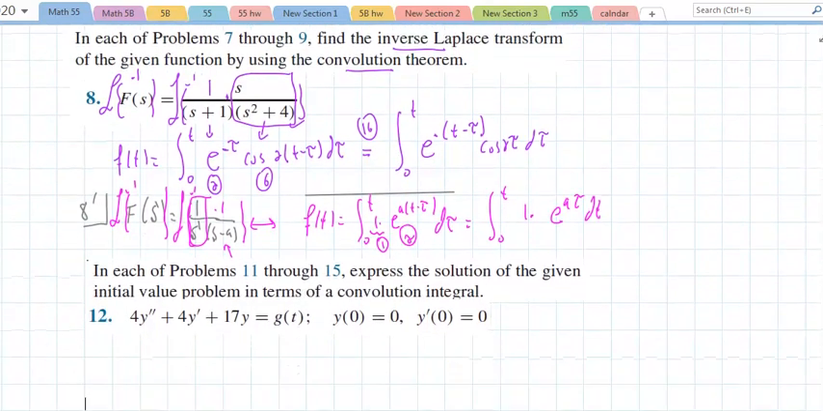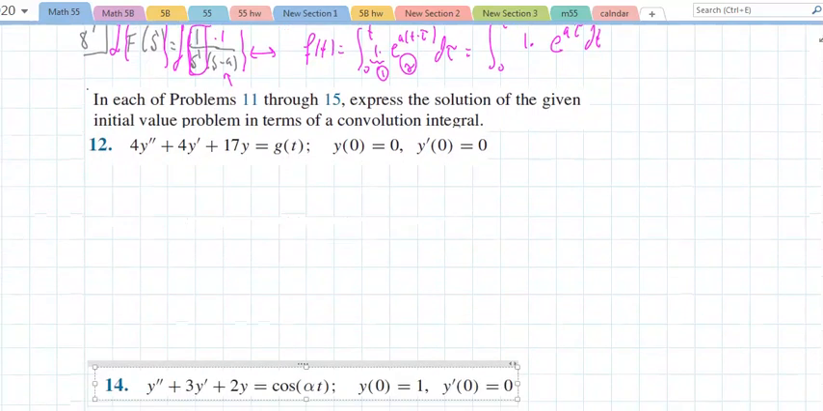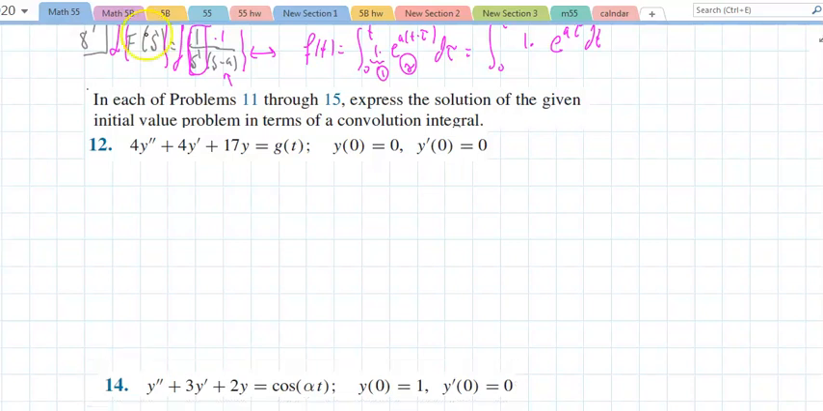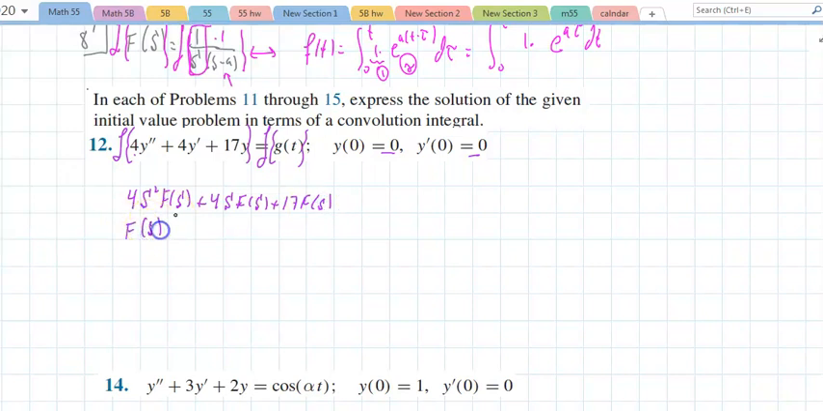So if I move to the next problem, and here we are, express the solution of the given initial value problems in terms of a convolution integral. There it is. If I apply the Laplace on both of those functions, and these are zeros if you notice, so you're going to just get 4 s squared F of s minus 4s plus 4s F of s plus 17 F of s, or you could have automatically said that's F of s times the characteristic equation, but in terms of s, not r. We did that too many times.